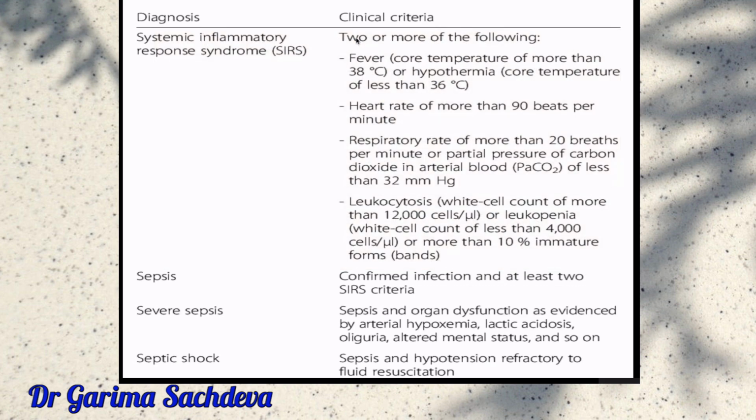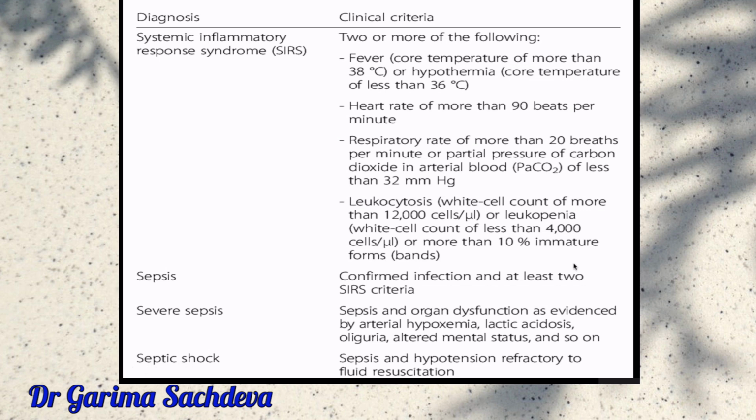So the first one is SIRS, which is systemic inflammatory response syndrome. If any two of these symptoms are present, so two or more are present. Either there is fever with temperature more than 38 degree or hypothermia with temperature less than 36 degree. Heart rate of more than 90 beats per minute. Respiratory rate of more than 20 breaths per minute or partial pressure of carbon dioxide less than 32.